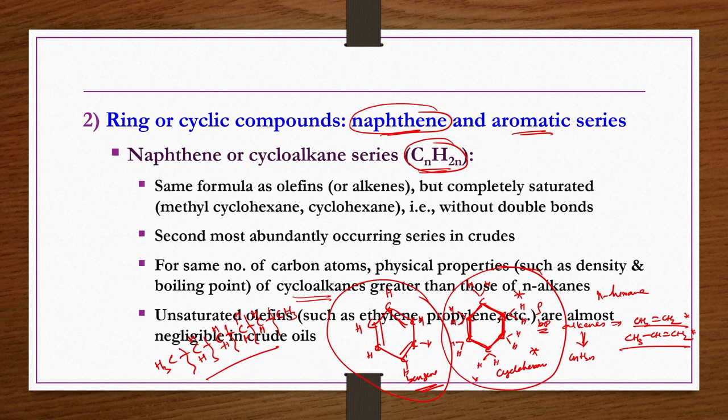Unsaturated olefins such as ethylene, propylene are almost negligible in crude oils. They are not at all present in crude oils. Even if they are present, they are almost negligible.